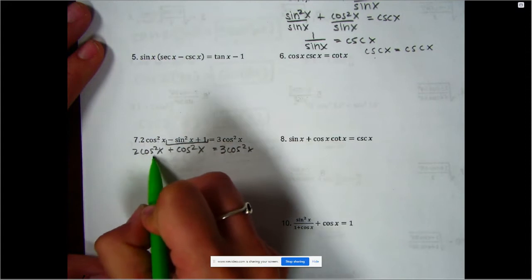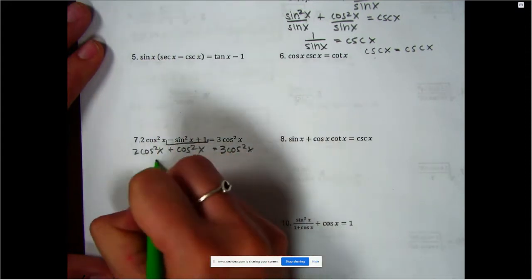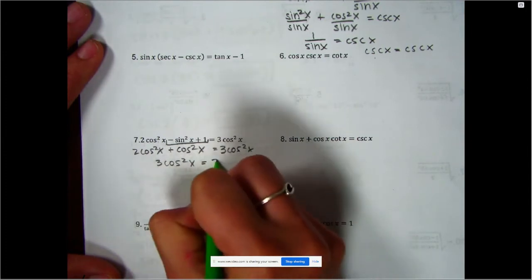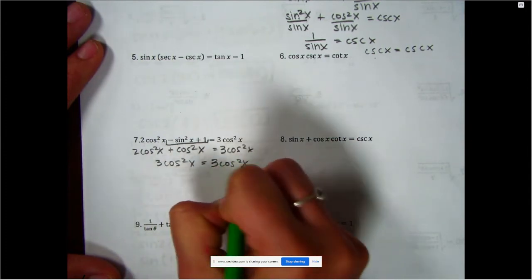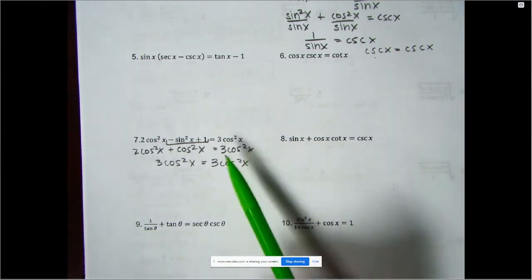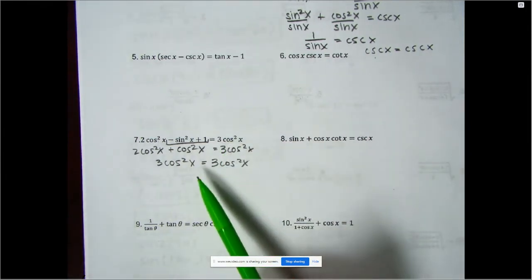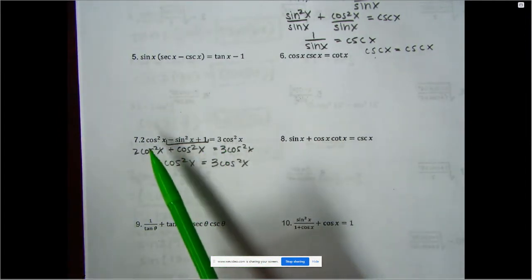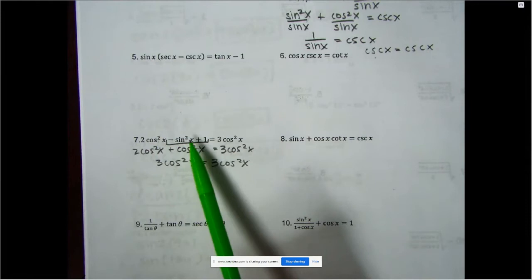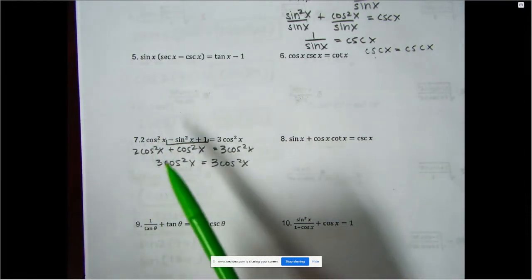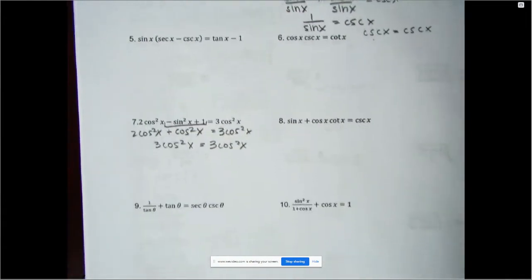Well, 2 cosine squared plus 1 cosine squared is 3 cosine squared. So it's really nice having these verifying because you can see what you're trying to get to. So I knew I was trying to get to cosine. So instead of changing cosine into sine, I need to get this sine into cosine. Okay, let's look at number 9.